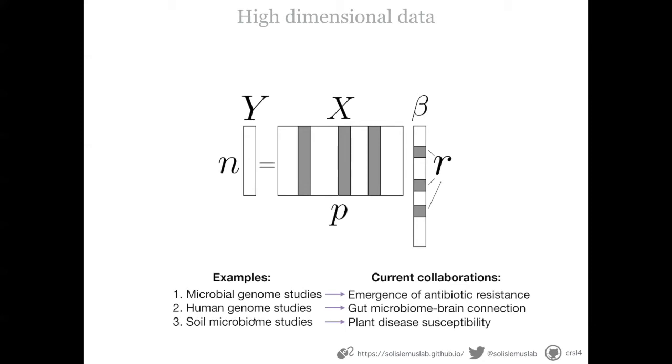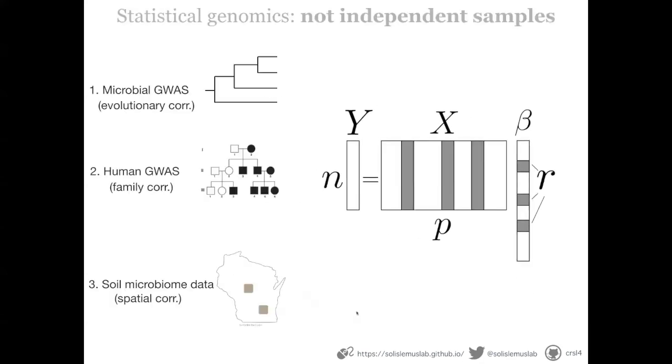Similarly, the X could be the presence or the abundance of different microbes, either in the gut or the lung or the skin or different parts of the human body. And lastly, another example is the soil microbiome studies where our X corresponds to microbes that are present in soil samples, and the Y is some measure of plant disease susceptibility. These are examples, by the way, of all current collaborations in the lab.